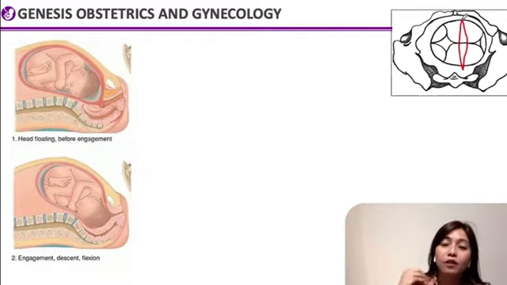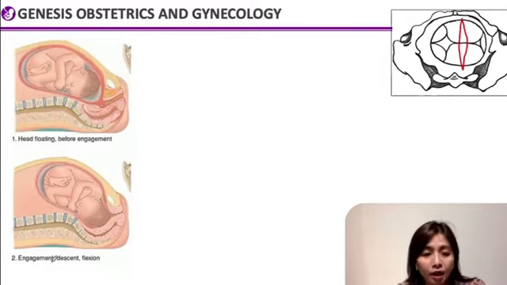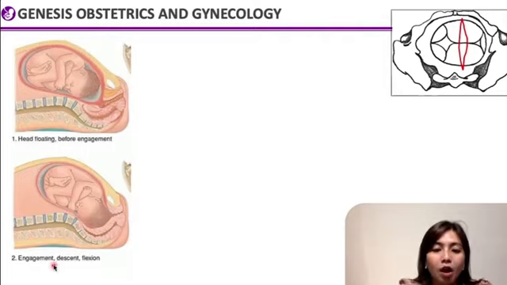Station 0, okay? Level of the ischial spine. That is the definition of engagement. Now, after engagement, there will come descent, okay? So as I mentioned, descent, obviously, will follow in all the succeeding cardinal movements of labor.